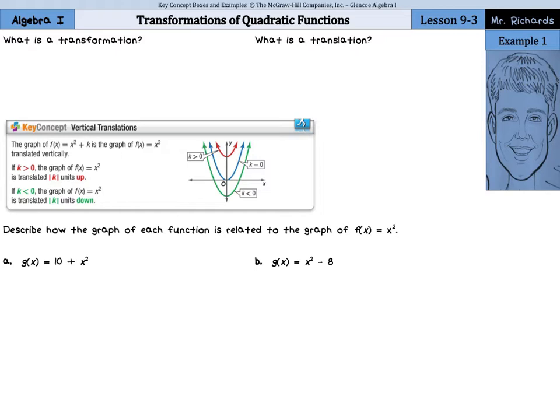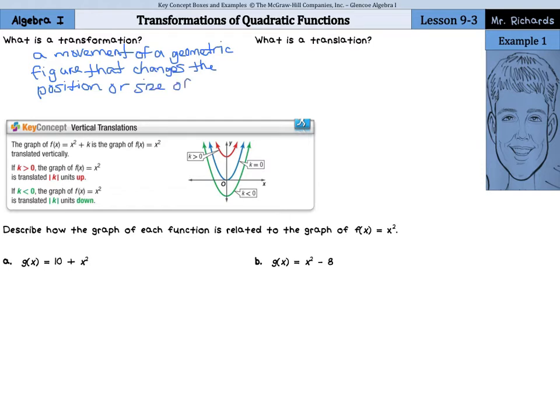Before we get into our first example, we need to ask ourselves, what is a transformation? Well, a transformation can be defined as a movement of a geometric figure that changes the position or size of a figure. And the first transformation we're going to have today is the translation.